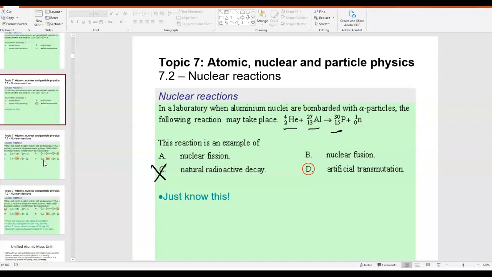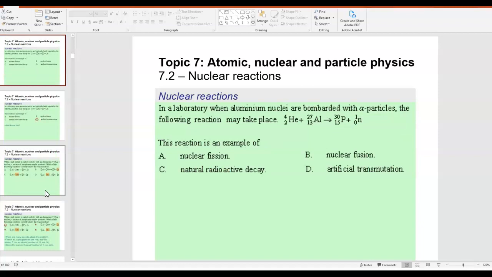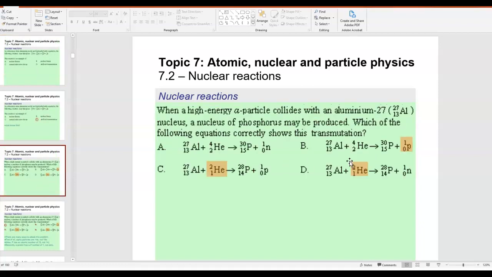And then just to take a look at a few more things, take a look at this example here. It says when a high-energy alpha particle collides with an aluminum-27 nucleus, a nucleus of phosphorus may be produced. Which of the following equations correctly shows this transmutation? Now, this is not the best example to give you because I think it's the same equation as we saw before, but let's pretend we hadn't seen that.